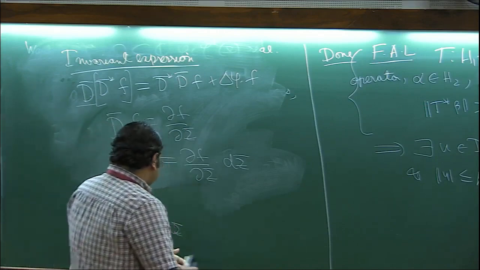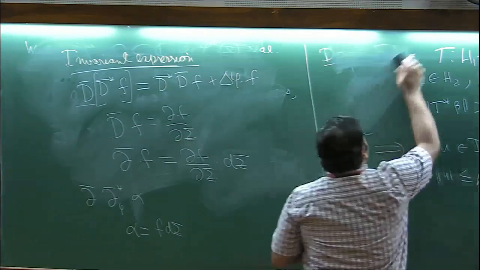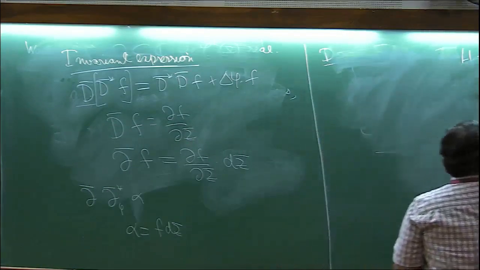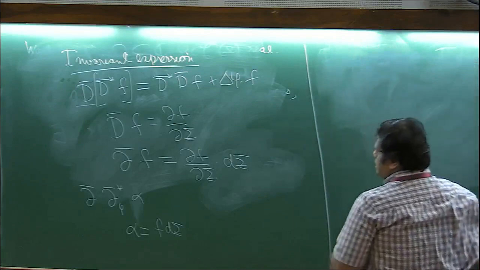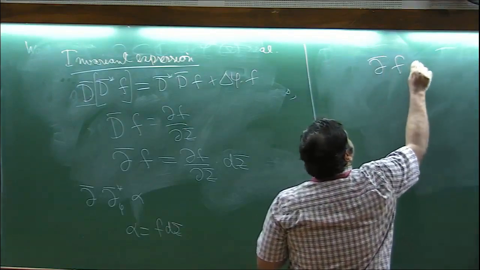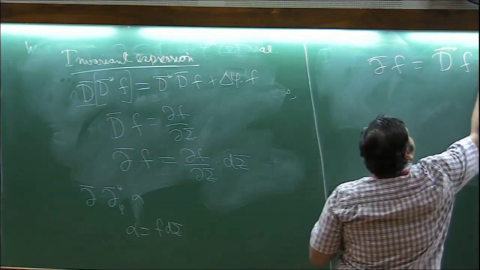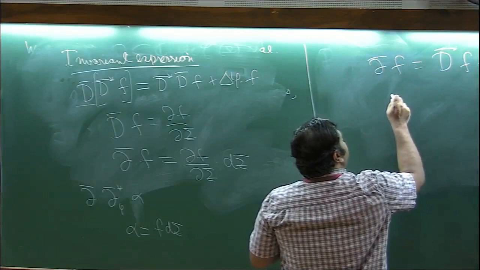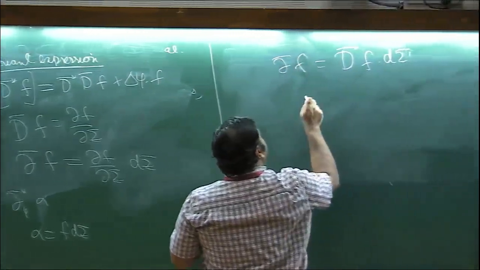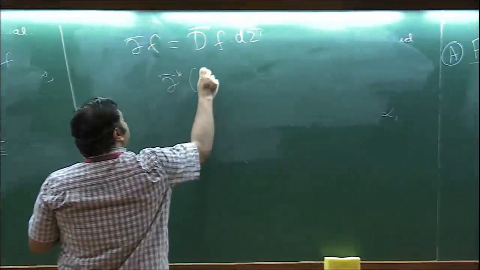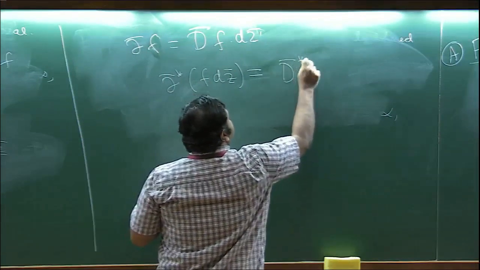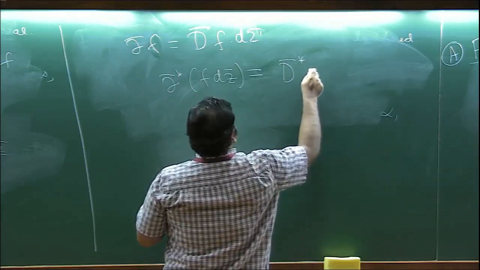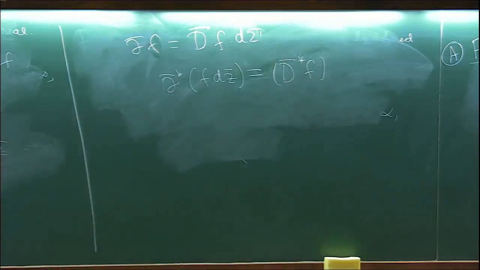So let me write down the expression for this. We already saw that this d bar f was d bar f times dz bar. And if I look at, maybe I'll put alpha for f here, that's fine. If I look at this d bar star of f dz bar, that turns out to be nothing but d bar star of f, and that's it, right? That's a function. Is it clear? So the left-hand side can only mean this.